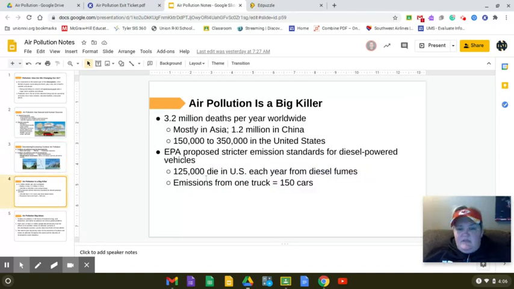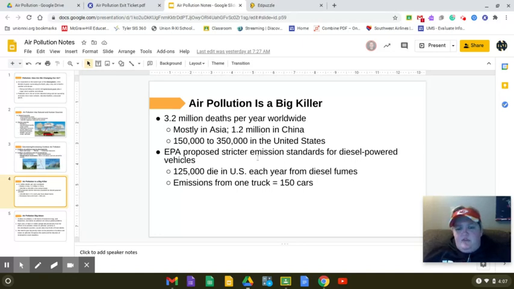Air pollution is a big killer. 3.2 million deaths worldwide. Most of them are in Asia, especially in China, mainly because China, even though it is a major country, doesn't have the same rules about how they use their natural resources that we do. And so because of that, they have more pollution. The United States still produces its fair share, but like I said, China does have more just because we have more laws.